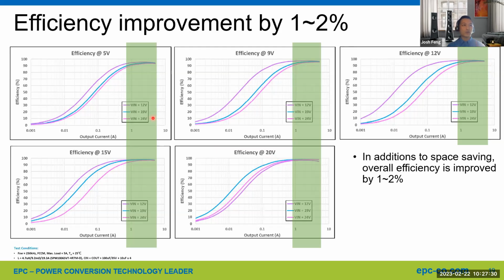The efficiency at a key range of 1 to 5 amps is about, they're all above 90%. At a lower duty cycle at 5 volts, for example, it is 91, 92%. As you go up to a higher voltage, they claim the switch efficiency can improve up to about 98%. Overall, compared to a silicon MOSFET implementation, in addition to all the space savings, the overall efficiency can be improved by 1 or 2% on top of all the space saving.